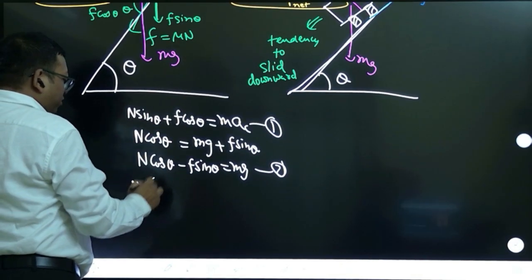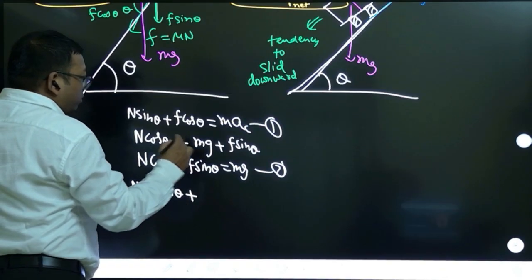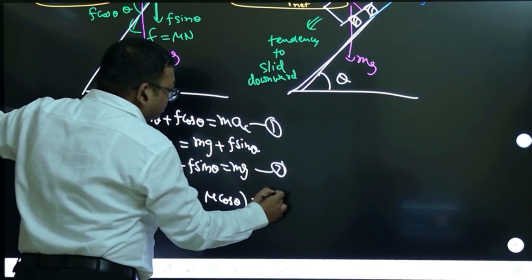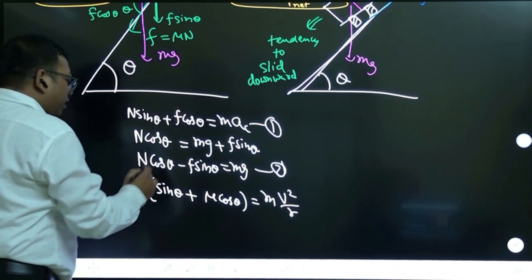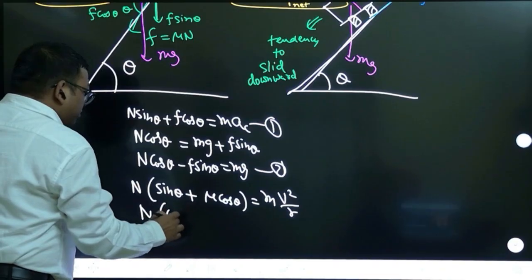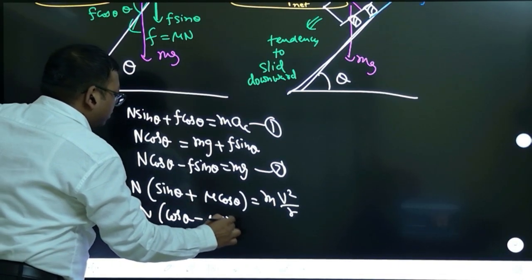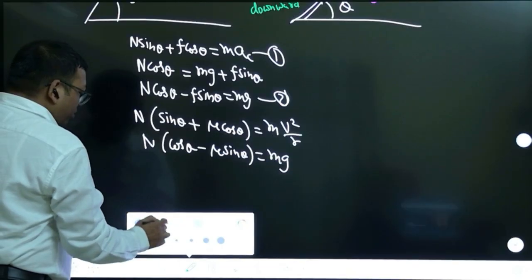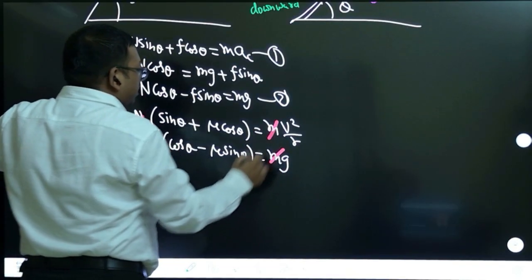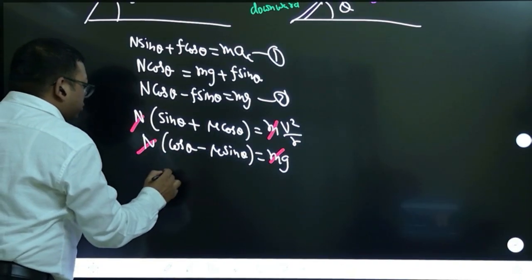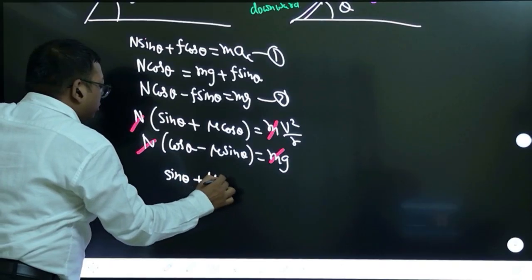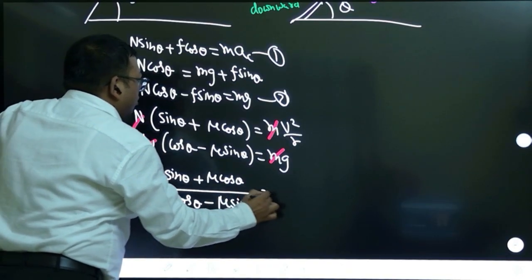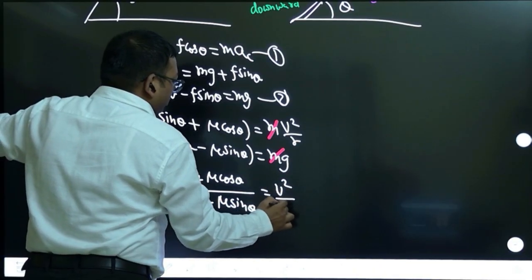So from the first equation I will take normal common. So normal times (sin theta plus mu cos theta) is equal to mass into acceleration, which we will write as v square by r. In the second equation also, normal we will take common. So this will become normal times (cos theta minus mu sin theta) is equal to mg. And now when we take the ratio, this normal will get cancelled, and this mass will get cancelled. So we will get the ratio (sin theta plus mu cos theta) divided by (cos theta minus mu sin theta) is equal to v square by gr, right?